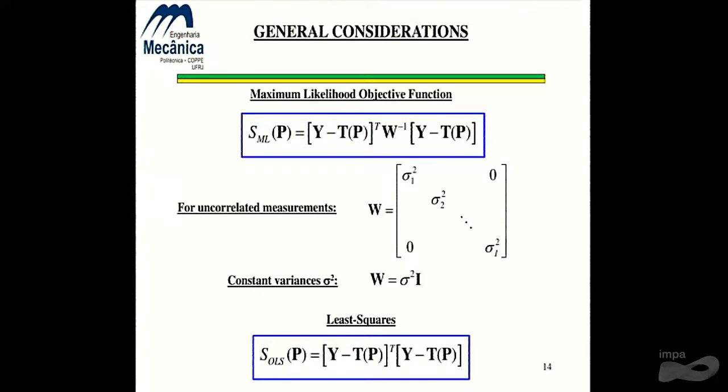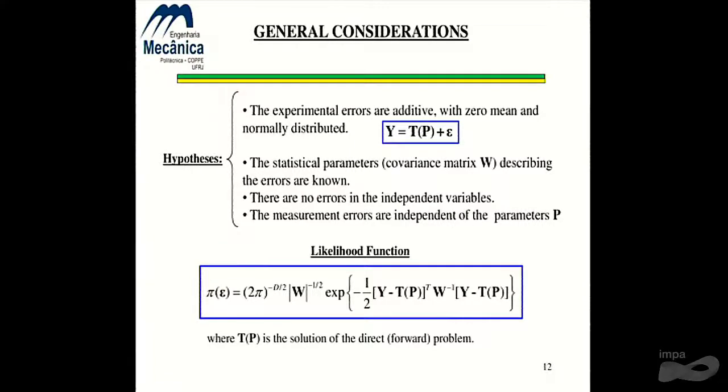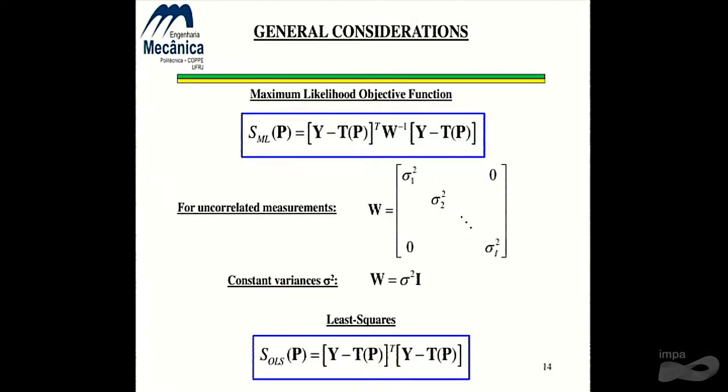Okay. So the point that I'm trying to make is that to consider least squares, in terms of the solution of the inverse problem, as statistical inference, there are a lot of hypotheses that need to be satisfied. Okay, so the measurement errors have to be additive Gaussian with zero mean. The measurements need to be uncorrelated, and the variance must be constant. Okay.